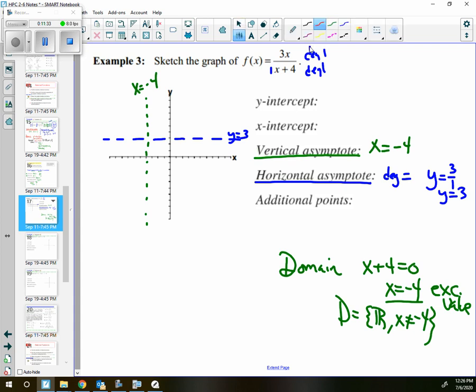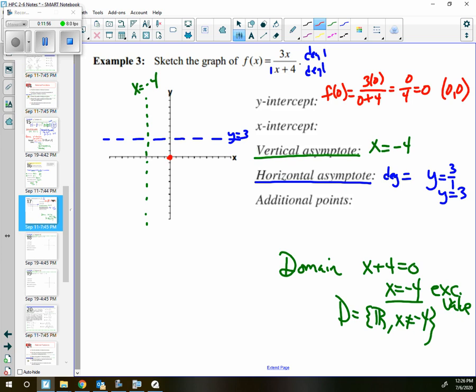All right, let's talk about intercepts, because these are really helpful. So we're going to put in 0 for x and solve for y, and see what we come up with here for our y-intercept. So 3 times 0 over 0 plus 4. That looks like 0 over 4, which looks like 0, which means we're going to have the ordered pair 0, 0. I put in 0 for x, I got 0 for y. So 1 point on my graph is going to be 0, 0.